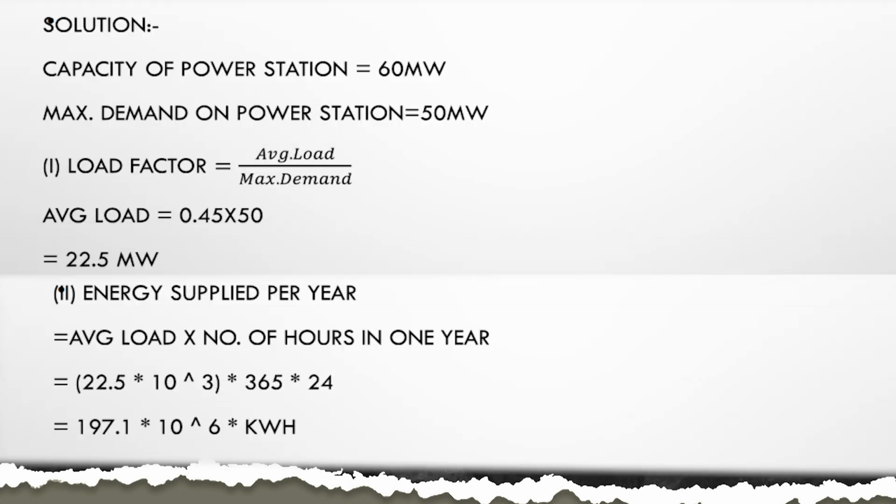Let us see the solution. Given data: the capacity of the power station is equal to 60 megawatts, and it also has a given annual peak load of 50 megawatts. That means the maximum demand on the power station is equal to 50 megawatts. Here the first question is average load. We have also been given the load factor as 0.45.